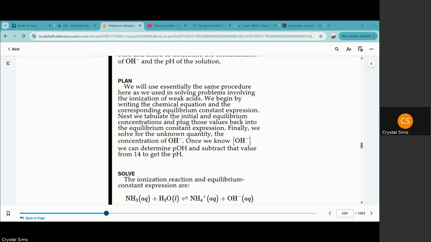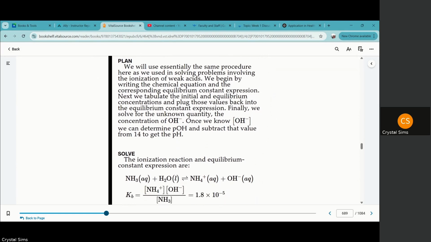Now, when you plug in your expression to calculate the base dissociation constant, water is not a part of it. Remember, last chapter, we said that when you have these types of equations, pure liquids and pure solids are not part of them. So water is part of the reaction, but it is not part of the expression.